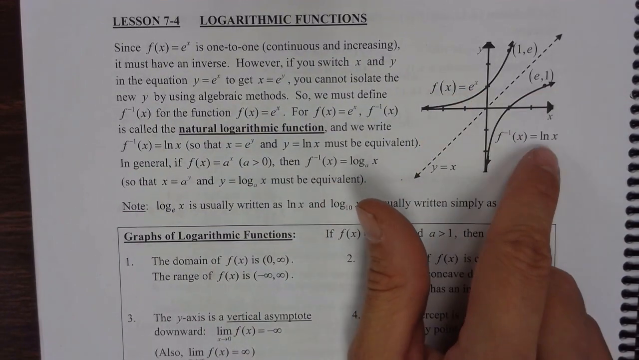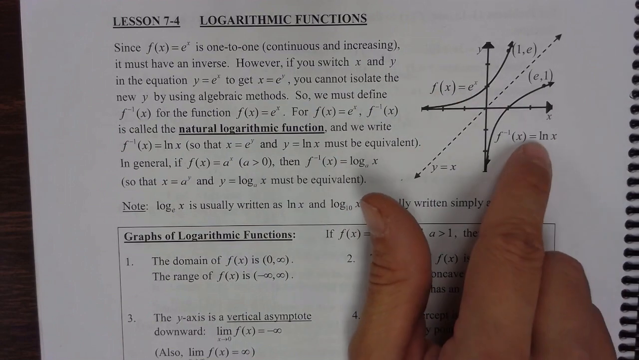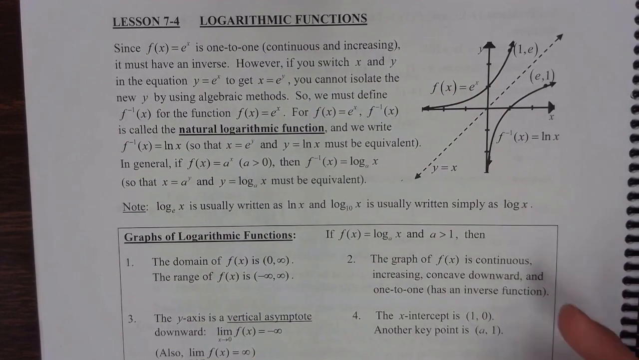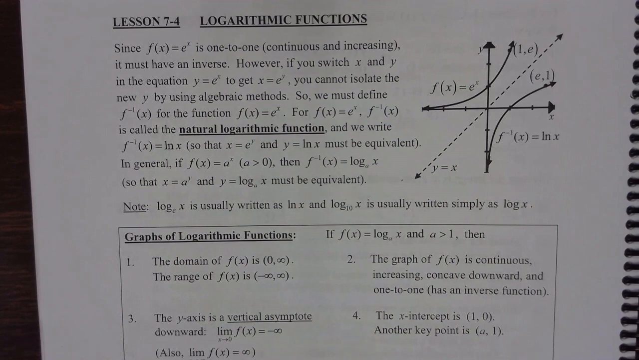So e and natural log are inverses of each other. Remember what inverse means. It means that they pretty much cancel each other out, right? Like addition and subtraction, multiplication, division, and so on and so forth. So 7.4 here should just be kind of a review of logarithms and natural log.